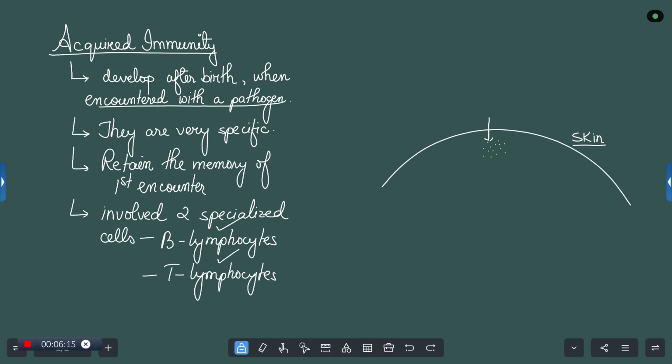Let's suppose they also fail. The first line of defense fails, the second line of defense fails. In other words, innate immunity fails. Even though innate immunity fails, we need not worry because we have another immunity, acquired immunity. Acquired immunity is generated only when the innate immunity fails.